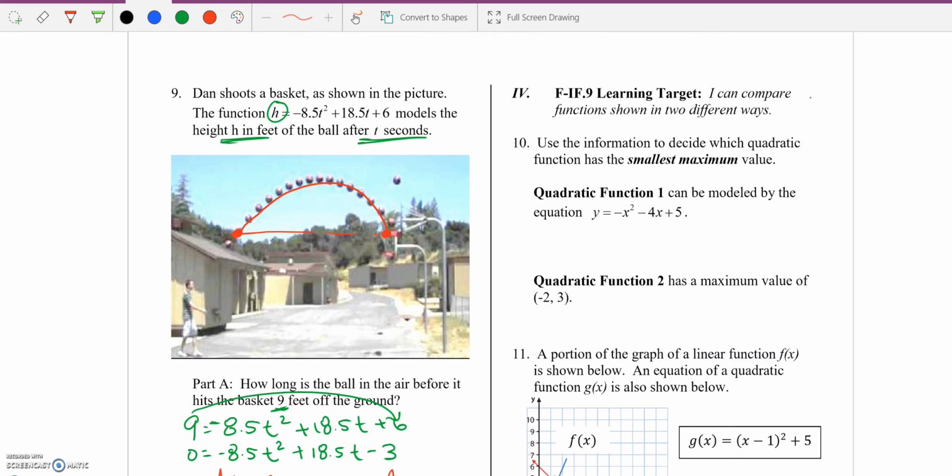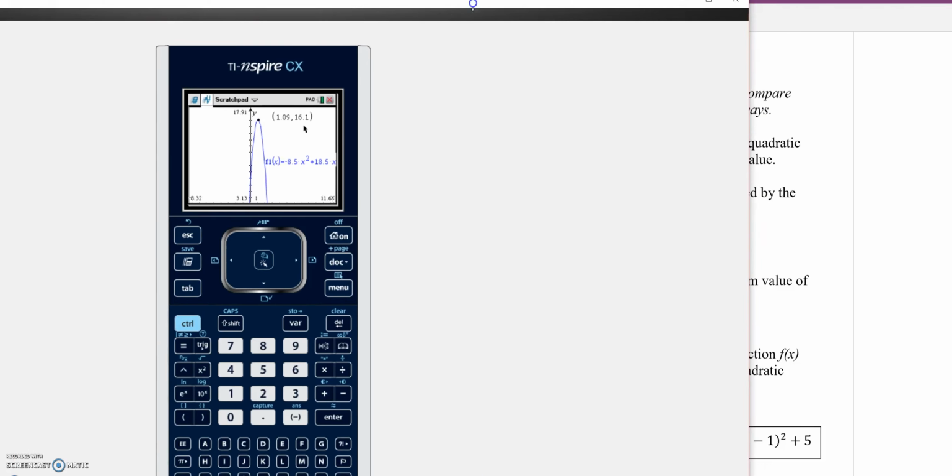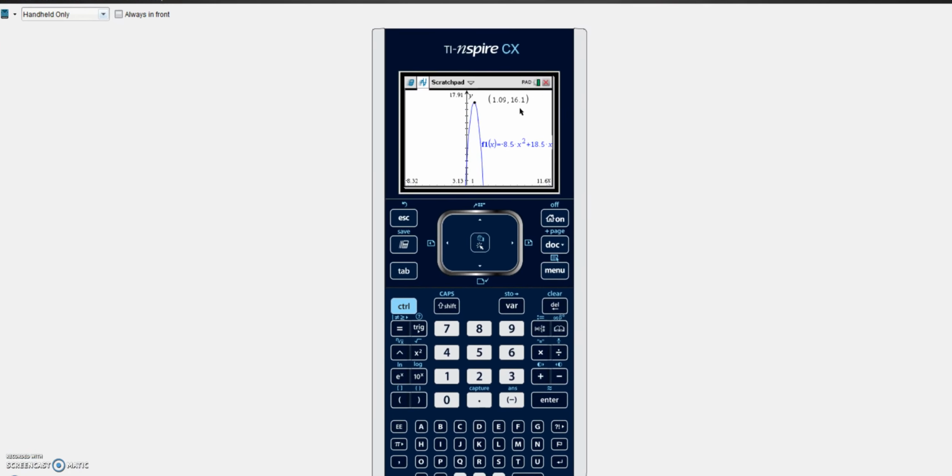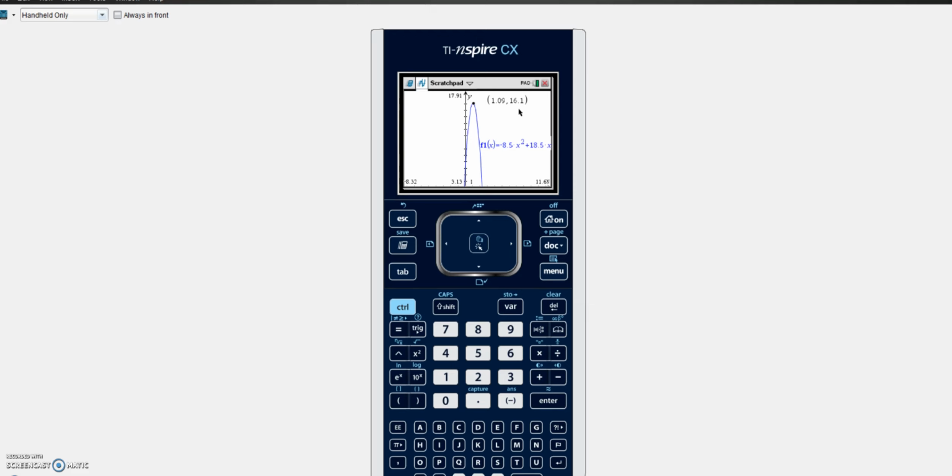Okay. Go to number 10. Use the information to decide which quadratic function has the smallest maximum value. Quadratic function 1 can be modeled by the equation y equals negative x squared minus 4x plus 5, and function 2 has a maximum at negative 2, 3. So I know the maximum of function 2. I just need to find the maximum of function 1. And the easiest way to do that is to use the calculator.